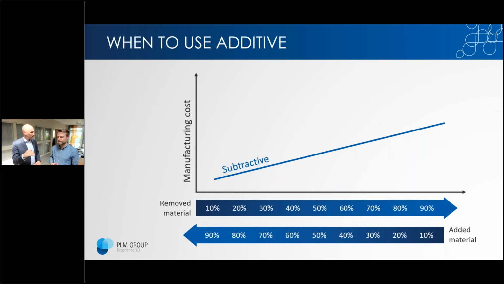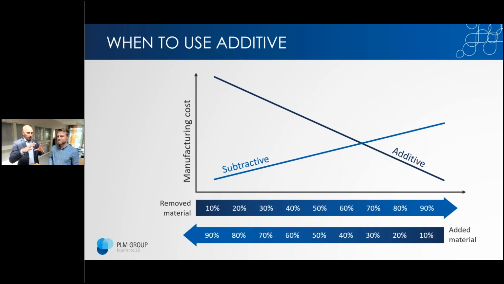That includes more machine time, and more material goes to waste. While additive manufacturing goes the other way. The more material you have to add, the more expensive it gets. And there is some kind of balance there, a breaking point. So sometimes you want to mill, sometimes you want to print. So there is no clear answer on when.